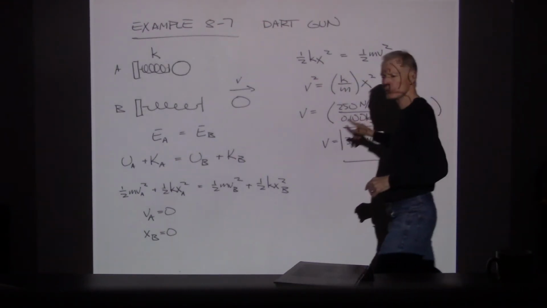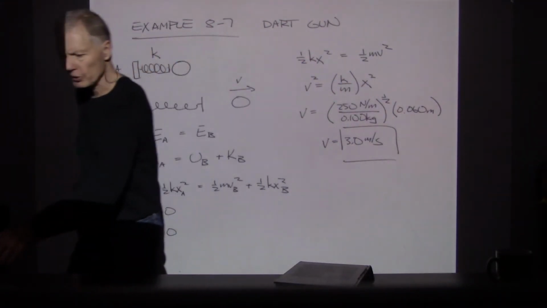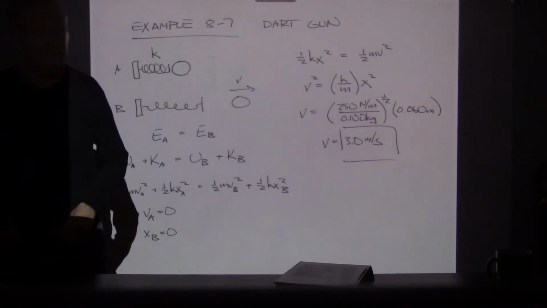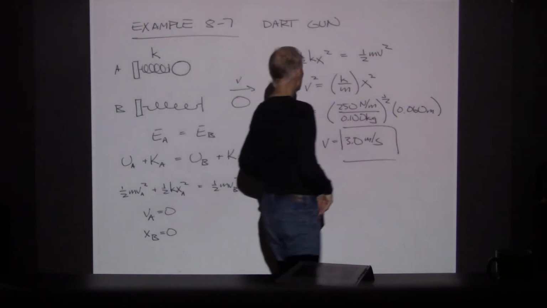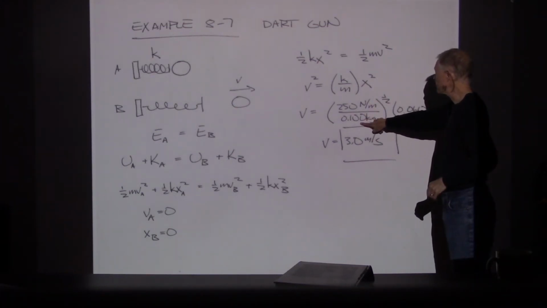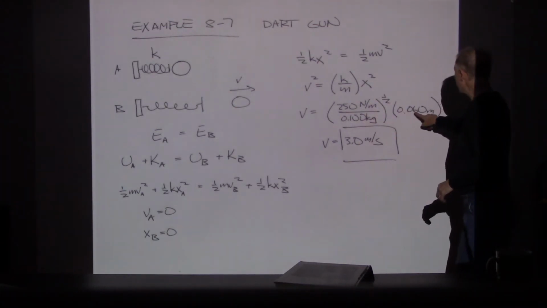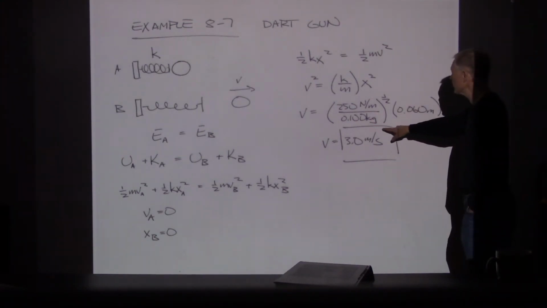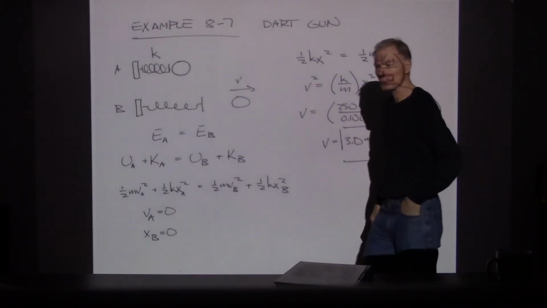Now, these are numbers that were given. I hope I read the problem carefully. So the K value is given, and the compression distance is given. This was the K value for the spring. This was the mass of the dart. And this is the distance that the dart was compressed. When I put all those numbers in, I end up with a speed of 3 meters per second.